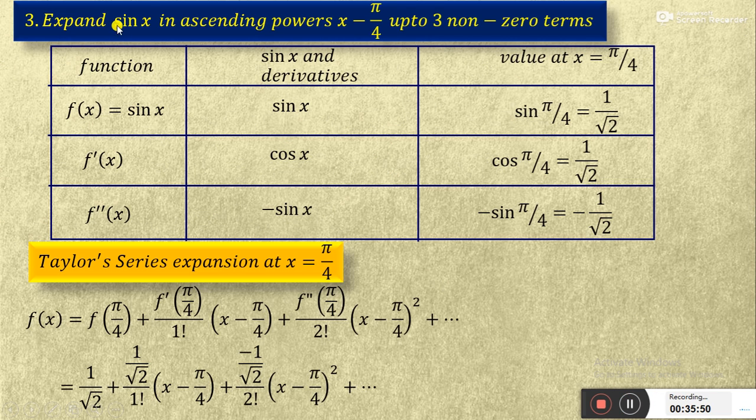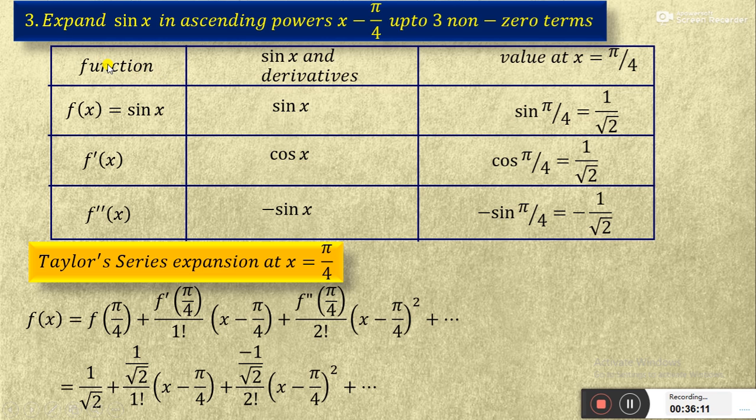Third problem: expand sin x in ascending powers of x minus pi by 4, up to 3 non-zero terms. Ascending powers means from the lowest power to the highest, small to big.